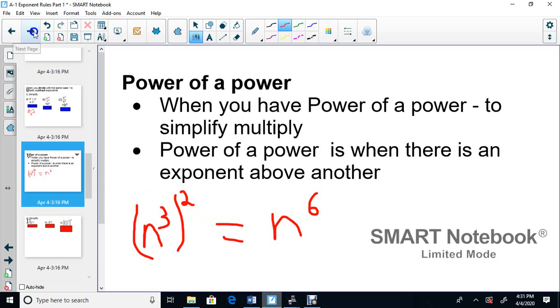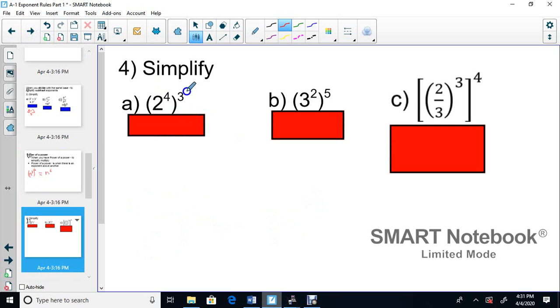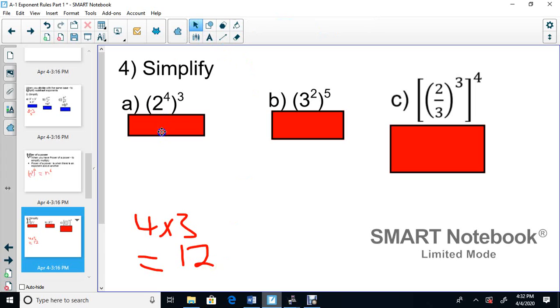So let's do some sample problems. So the first one here, you've got 4 and 3. So you're going to go 4 times 3. 4 times 3 is 12. You can use your calculator, but 4 times 3 is 12. So this is what you write. You write 2 to the power of 12. Okay? So you multiply the exponents. That's when you have a bracket and a power outside of a power.